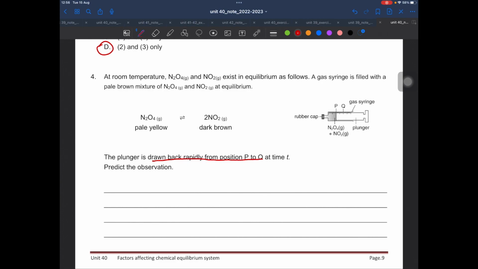So net backward, increase reactant. Alright, again, drawn rapidly from P to Q. Rapidly is a keyword. That means it needs time to achieve new equilibrium.